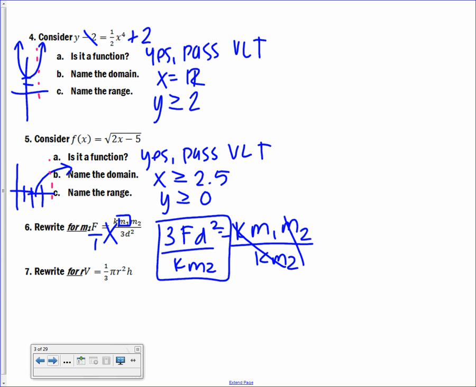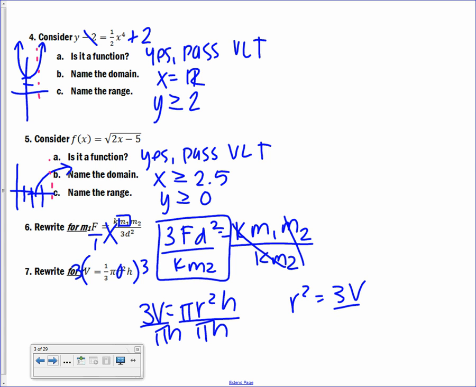Number 7, solving for r. Okay, first get rid of your numbers. So if I have 1/3, to get rid of it, I'd multiply each side by 3. So I'd get 3v equals pi r squared h. Then I would divide by pi h because I'm trying to get r alone. So then I'm going to get r squared equals 3v over pi h. To get r by itself, square root it. So my final answer would be the square root of 3v over pi h.